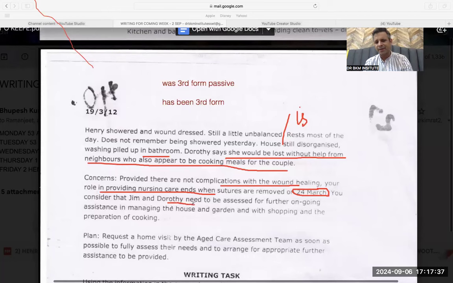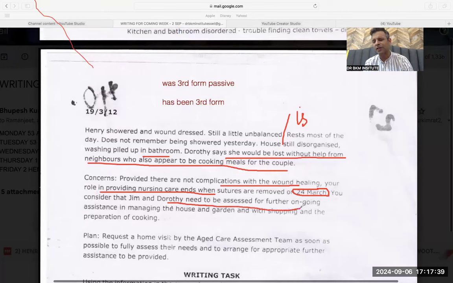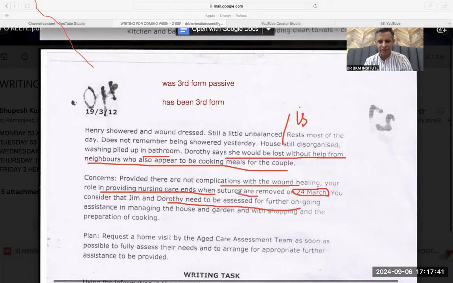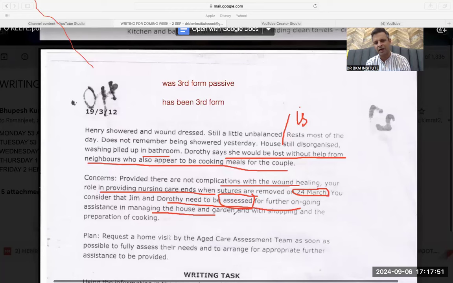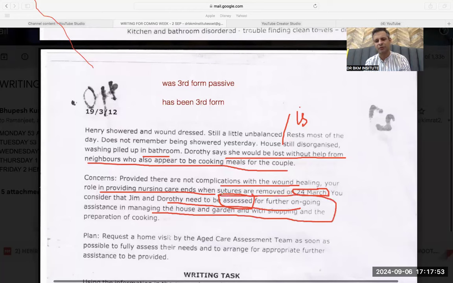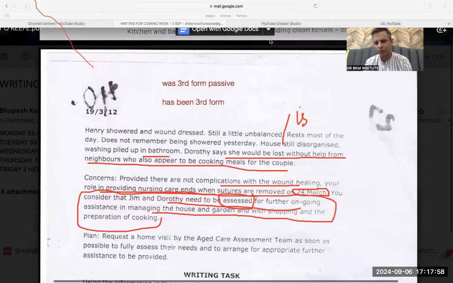You consider that Jim and Dorothy need to be assessed for further ongoing assistance. So this is the word that you should quote. You are writing to the assessment team. So Dorothy and Jim need to be assessed for further ongoing assistance in managing the house and garden. So this is the main purpose of this letter. So you have to understand how I reached this conclusion. Because I am writing to the aged care assessment team. These people are aged and they require assessment for further ongoing assistance in managing their house and garden. These are the main things.